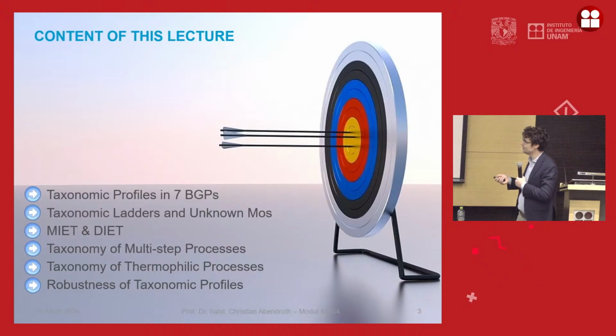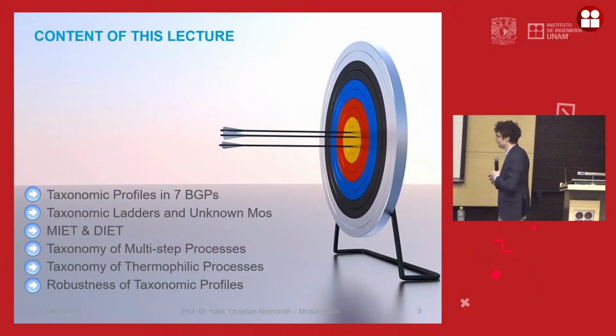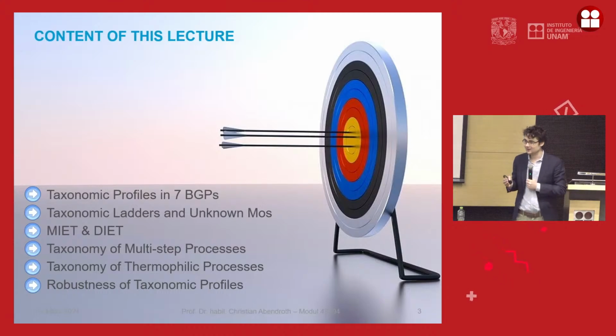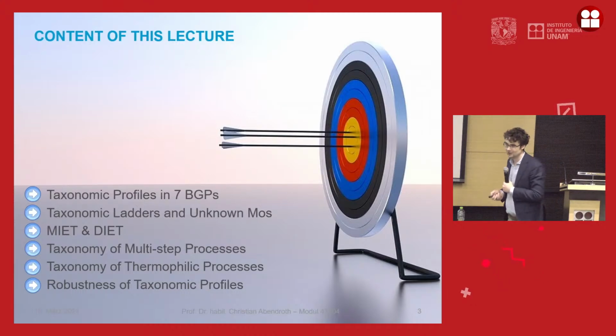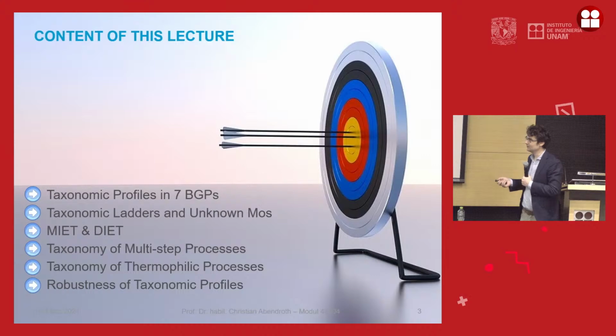Then we will talk a little bit about the taxonomic ladder and unknown microorganisms. And maybe you remember these nanowires. We mentioned them already several times. The fact that some microorganisms are able to send electrons away using kind of nanowires which they are forming themselves. So we will catch up this idea today again, and we will talk about a topic which is called mediated interspecies electron transfer versus direct interspecies electron transfer. Maybe you have heard of it already.